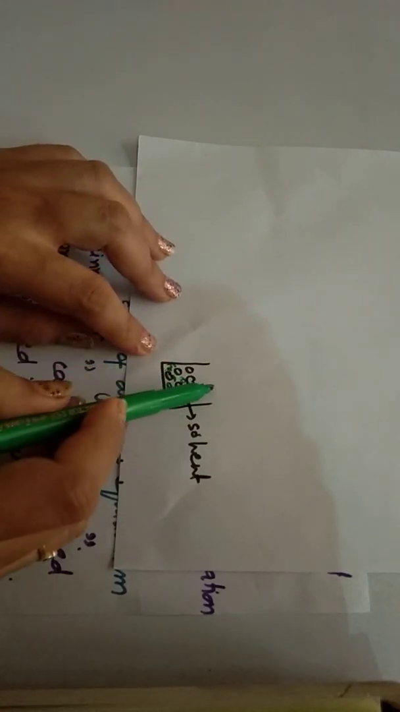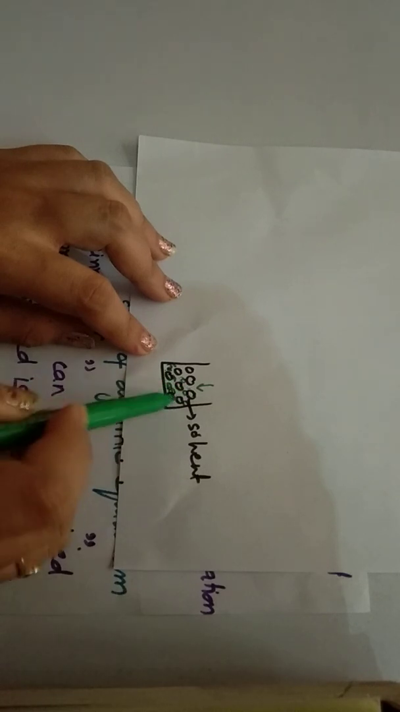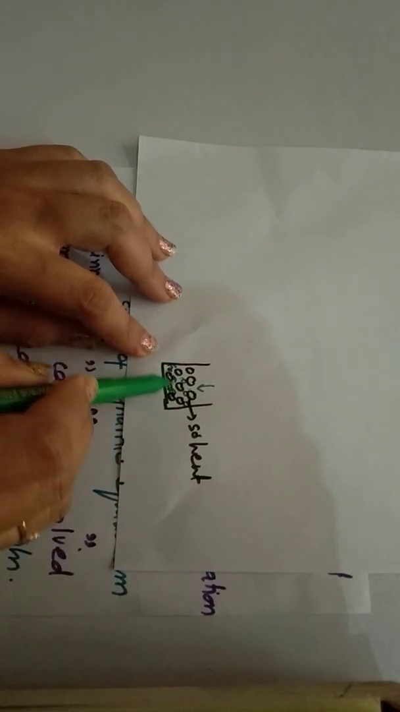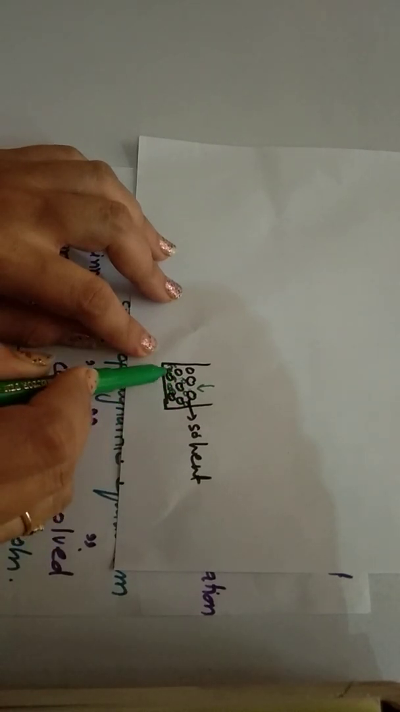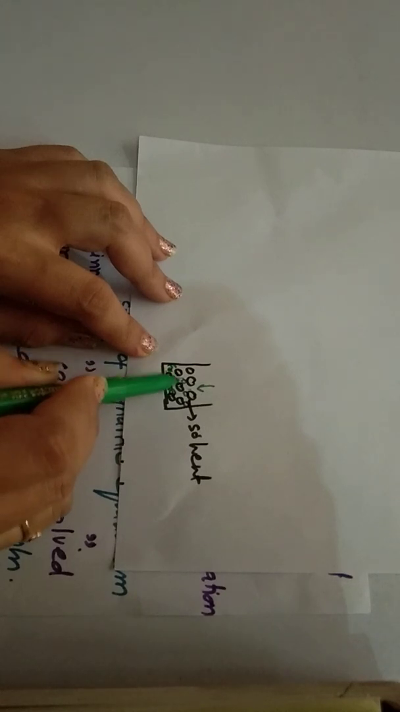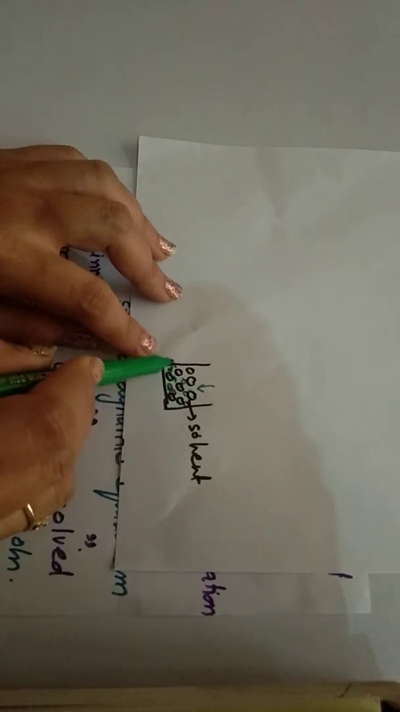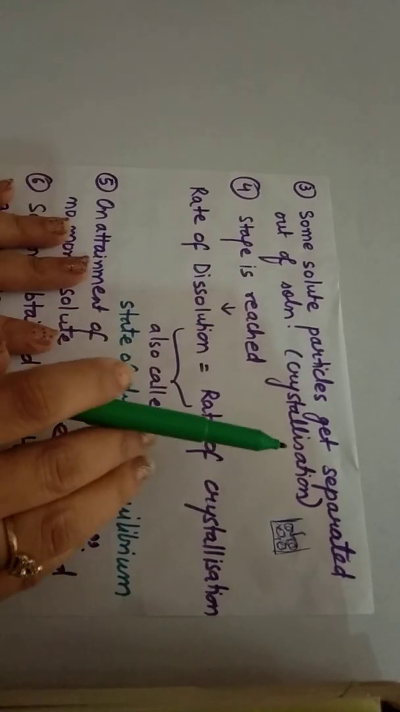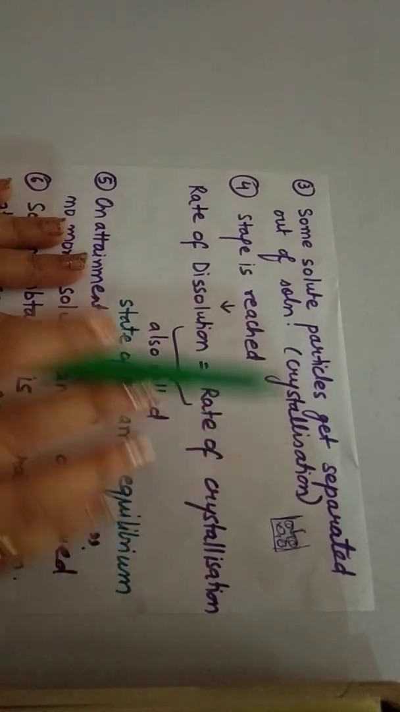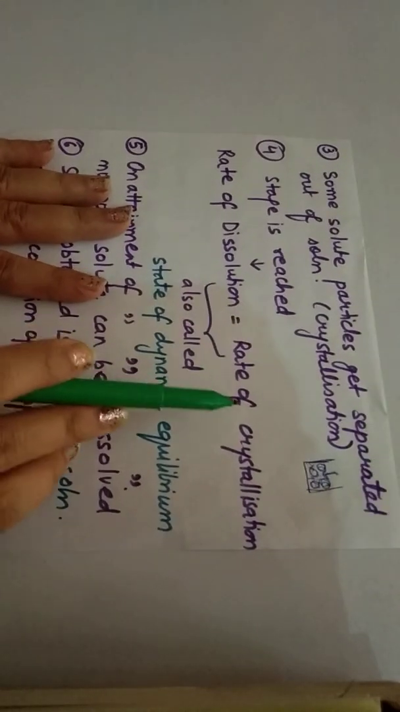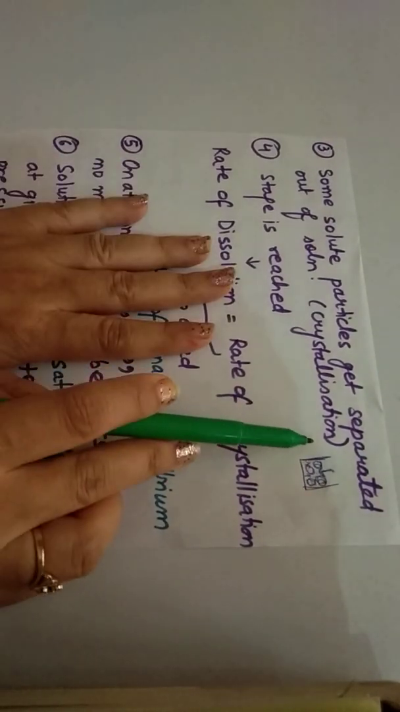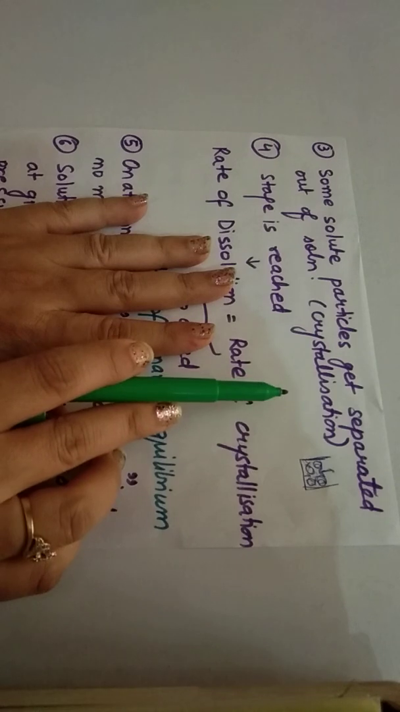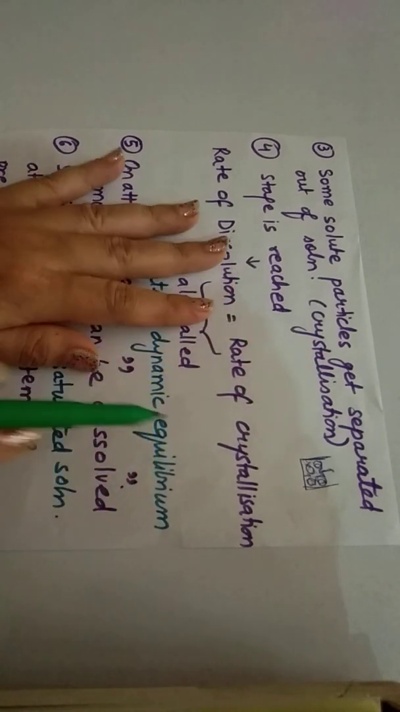What I have told you, some will move inside the water molecules, and some particles from inside the water molecules, which have occupied the space between the water molecules, will move out. They will move out and crystals will form. This process is known as crystallization. So first thing is adding of solute to the solvent, second is dissolution, third is crystallization.